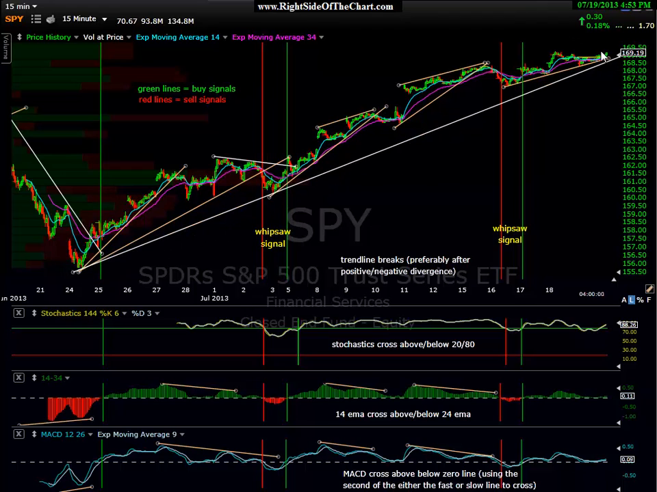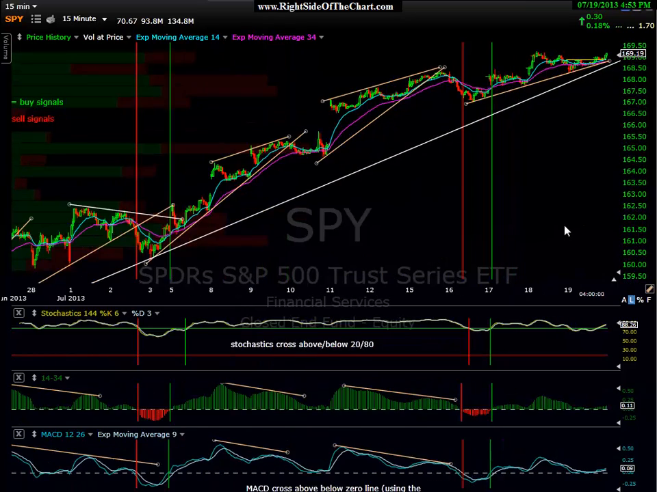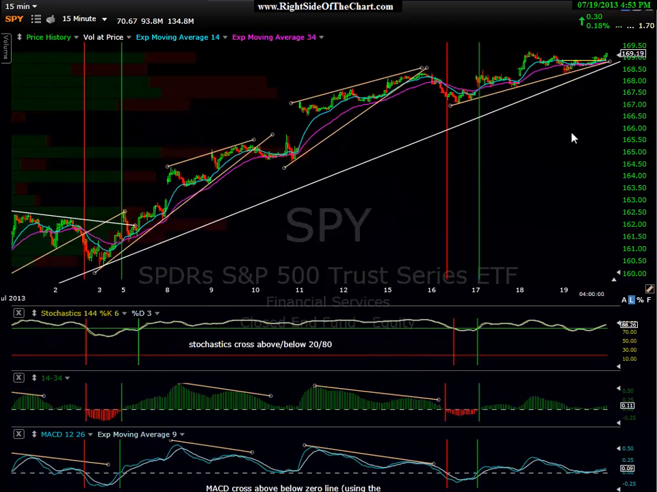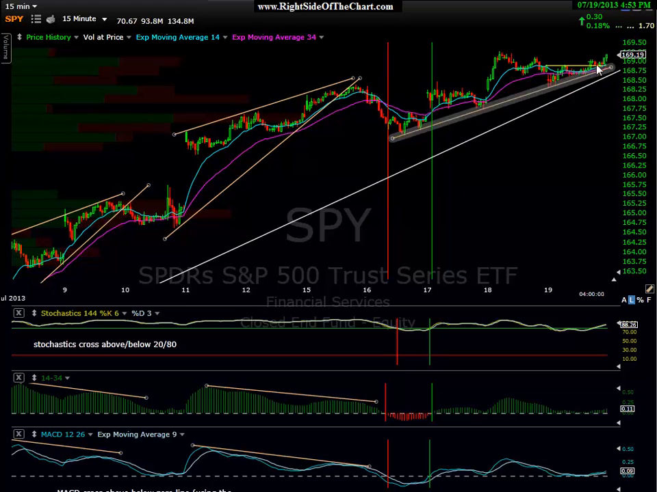another tag here. And what I'm looking at is these two trend lines in close proximity. Now, ideally, what I would like to see Monday morning would be a gap up to give us a higher high here on the SPY.